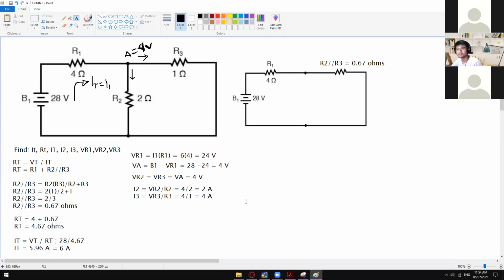So are we clear so far on how we solved for those individual currents and individual voltage drops? What about the others?